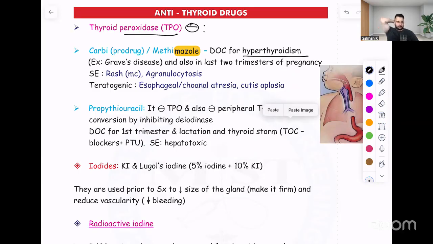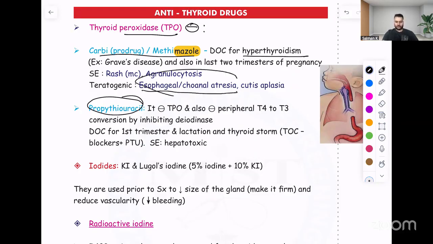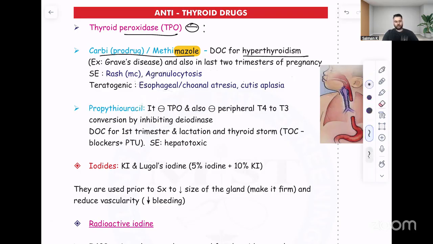If a pregnant woman is having hyperthyroidism, in the first trimester we must give that woman propylthiouracil. In the second and third trimester we may go for methimazole or carbimazole. If you give the drug methimazole or carbimazole in the first trimester, the child will get esophageal atresia. I hope you guys understand this, esophageal atresia. Did you all understand that?